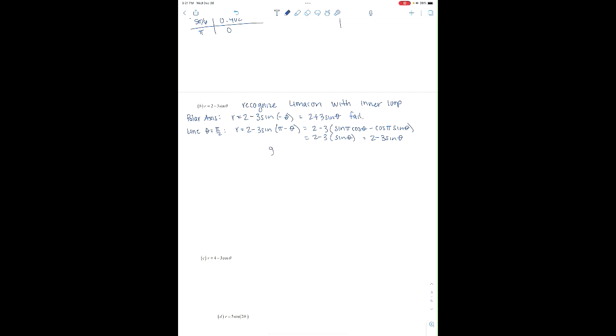So this tells us it's symmetric with respect to the line theta equals pi over 2. So that's where we're symmetric. It's important. And let's check the pole. So if we have negative r, that's going to give us r equals negative 2 plus 3 sine theta, which is a fail.